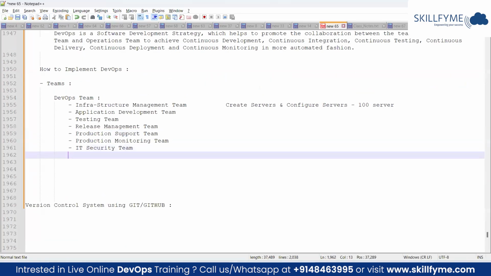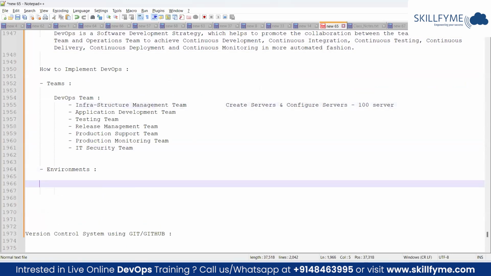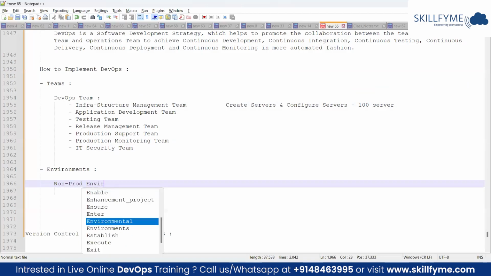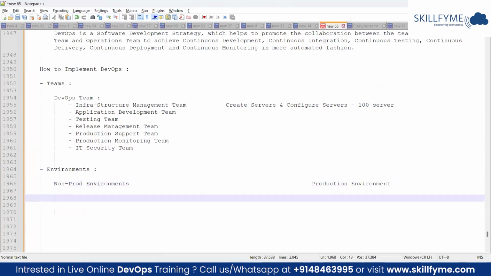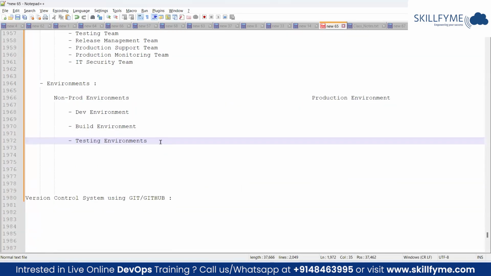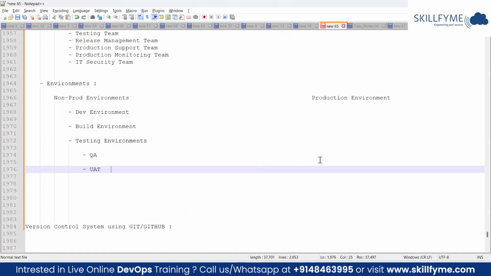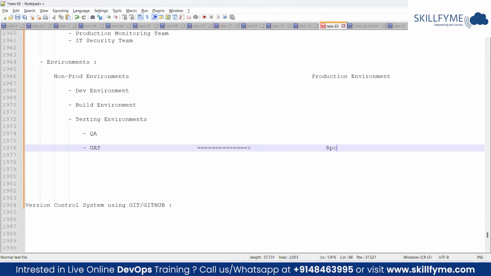After identifying the team, the next important thing is to identify the environments. Environment plays a very important role in automation, starting from which environment we have to take responsibility for. So what environments do we have in SDLC? In general, we have non-prod environments and production environments. Under non-prod, we can have a dev environment, build environment, and testing environment. Under testing itself, we can have QA testing and UAT testing. Upon QA and UAT level testing, the code is promoted to the production servers.